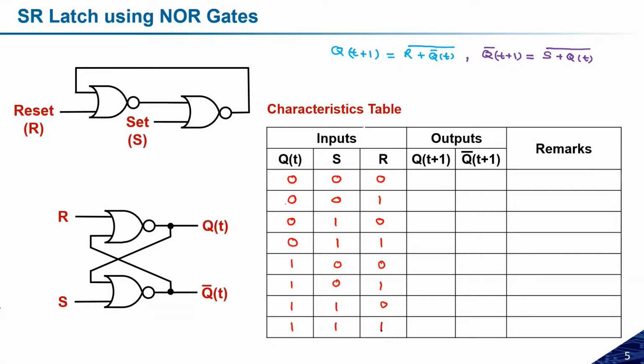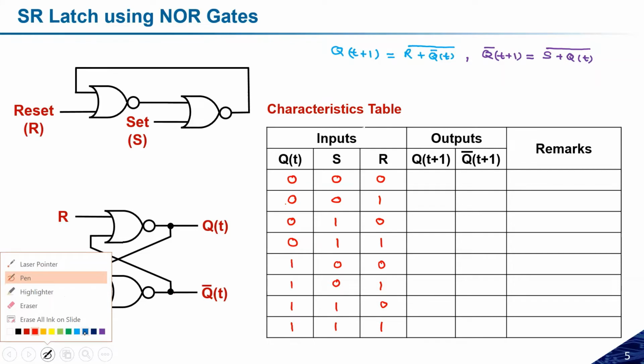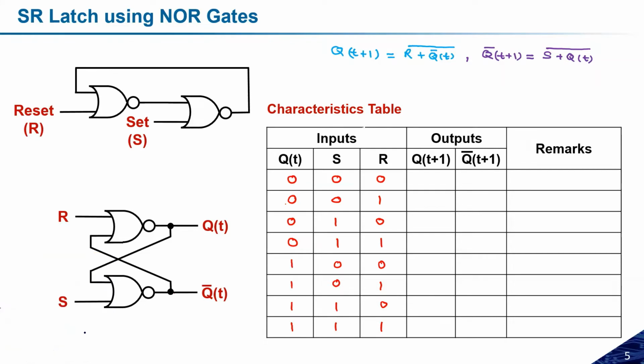Now let us try to calculate the outputs. What is the output for all of these? Let us consider the first case: if Qt is equal to 0, S is equal to 0, R is equal to 0, what will be Qt plus 1? Just check it with this expression. What are you getting? 0. Qt plus 1 will become 0.